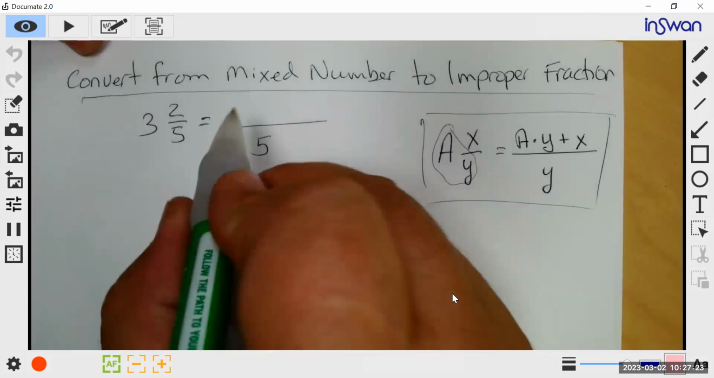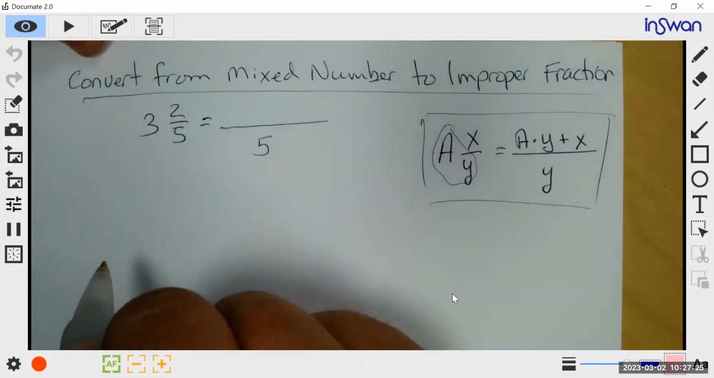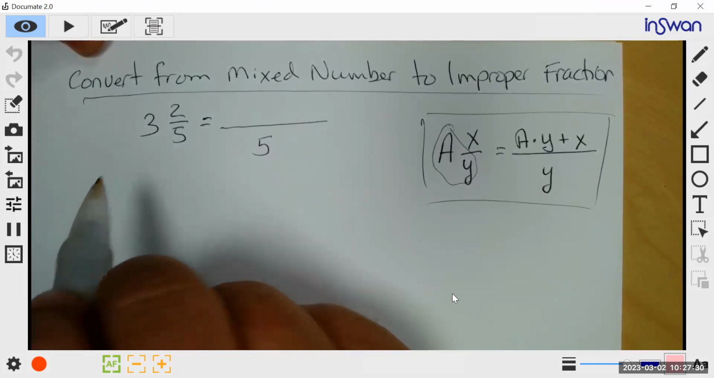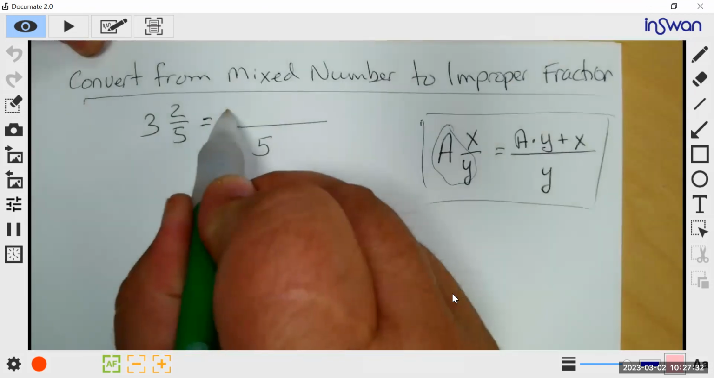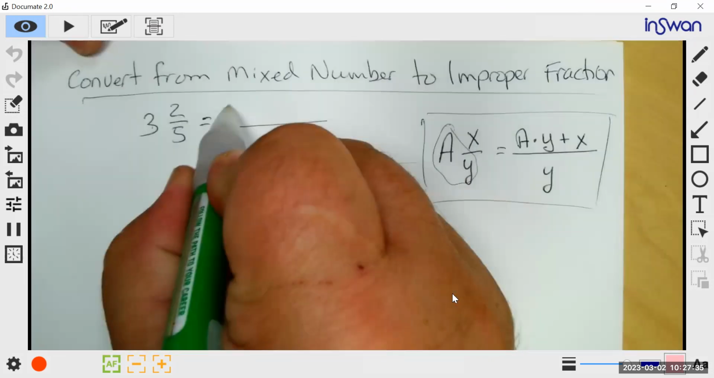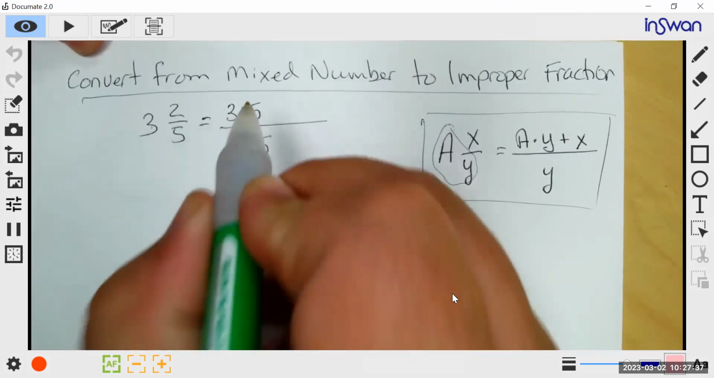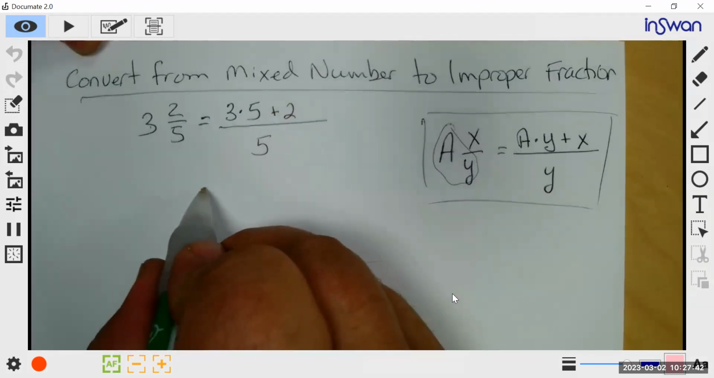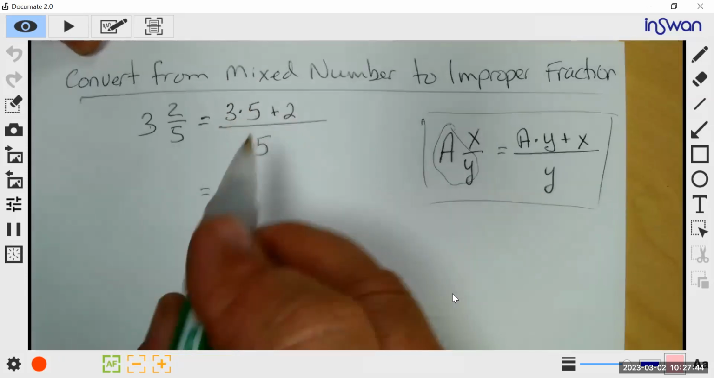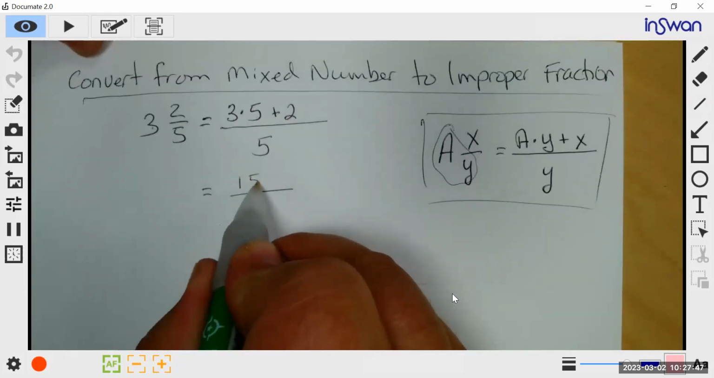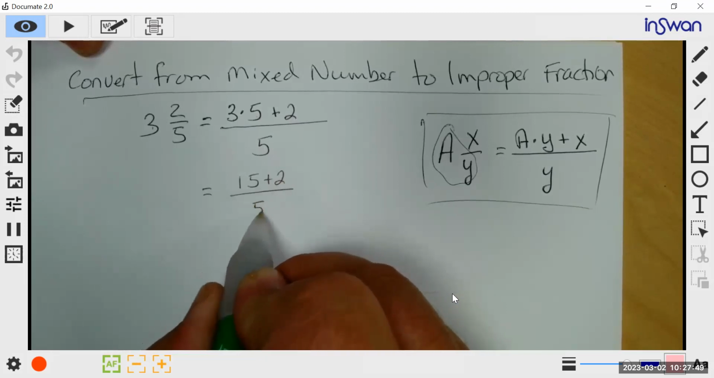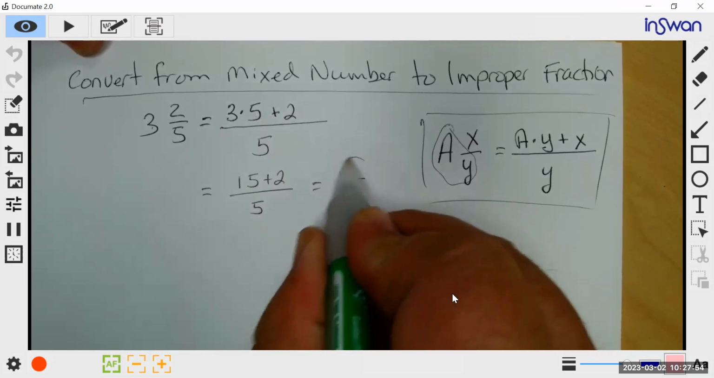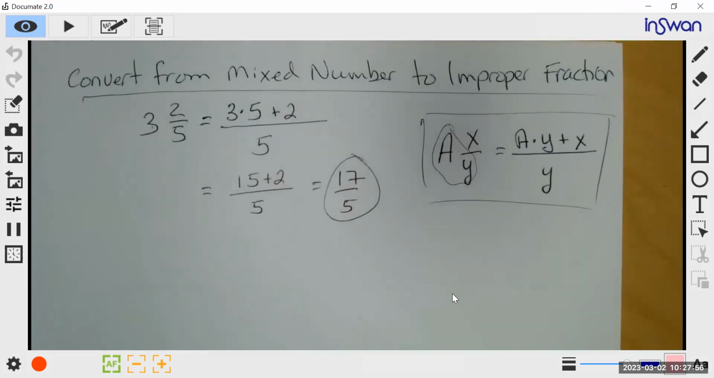So if that's the case, that means 5 times 3. Yeah, a times the denominator is 3 times 5, and then plus 2. 3 times 5 is 15 plus 2, which is 17/5. There's your conversion.